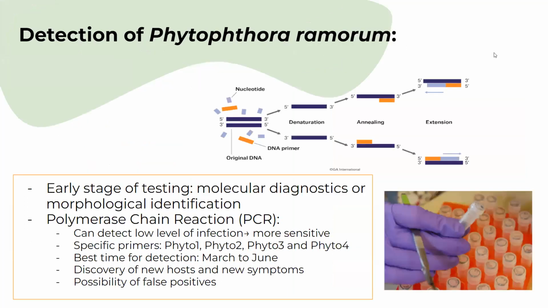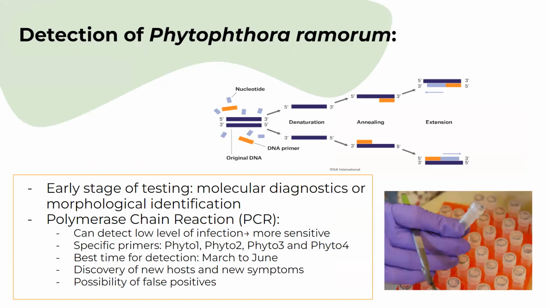Early in the discovery of the disease, potentially infected trees were tested using molecular diagnostics. Otherwise, they could already observe symptoms that were presenting itself on leaves, twigs, and bark. Now, there may be another approach. Catherine J. Hayden and her colleagues developed a method using polymerase chain reaction, PCR. They used primer pairs that were specific to P. ramorum, Phyto 1 and 4, and Phyto 2 and 3.